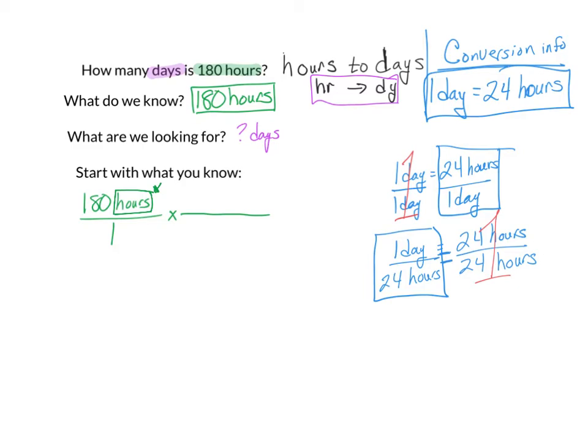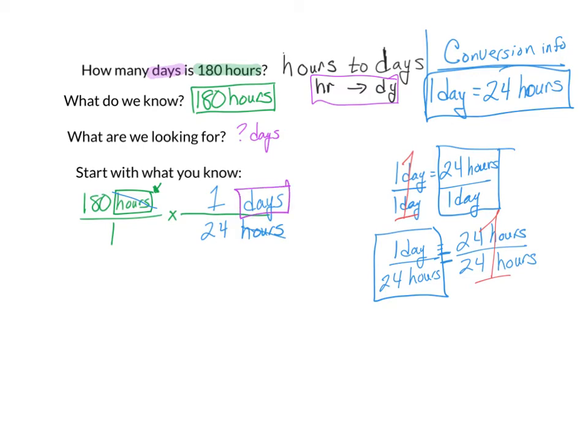We make sure that the hours on the top cancels with the hours on the bottom. So we'll have the 24 hours on the bottom, and then we're going to convert that into days, which is going to go on the top. And you will see that our hours cancels out and leaves us with the unit of days.